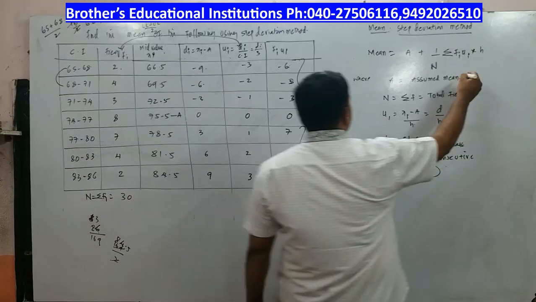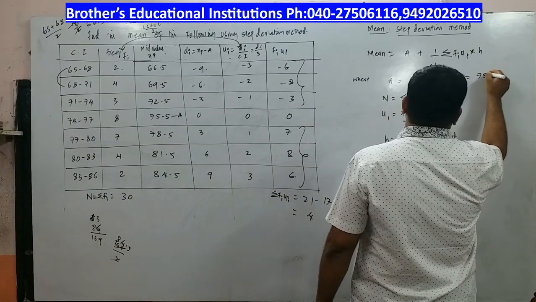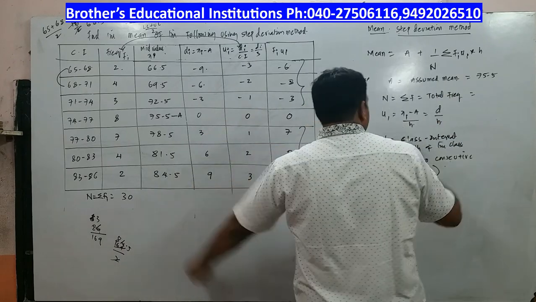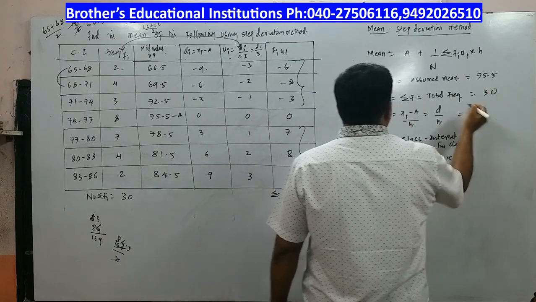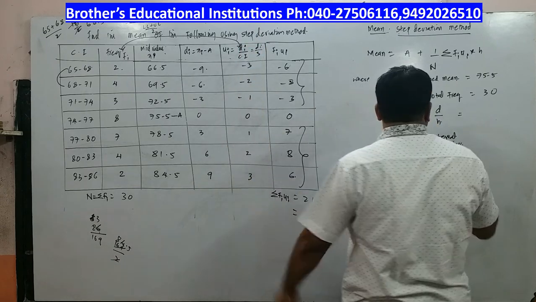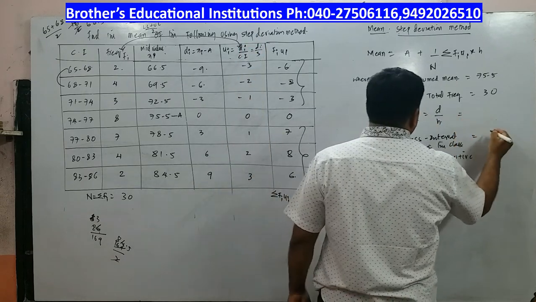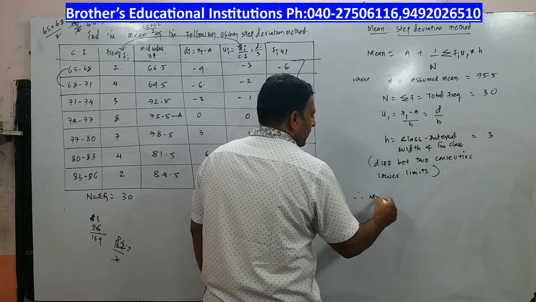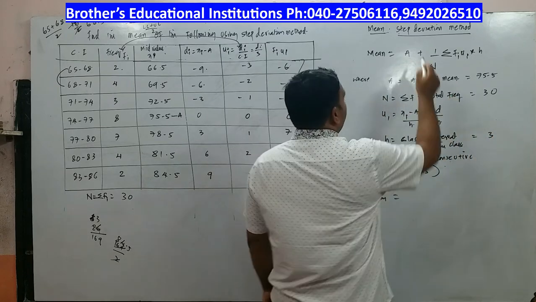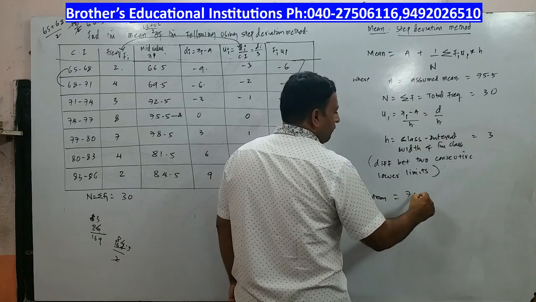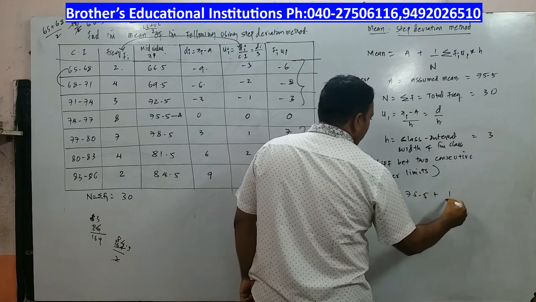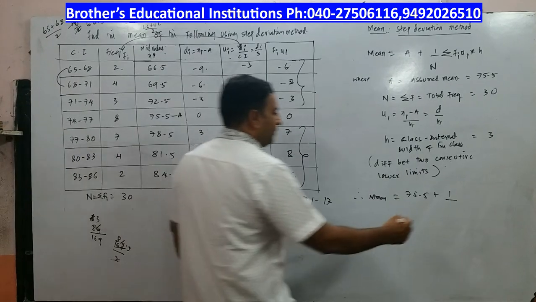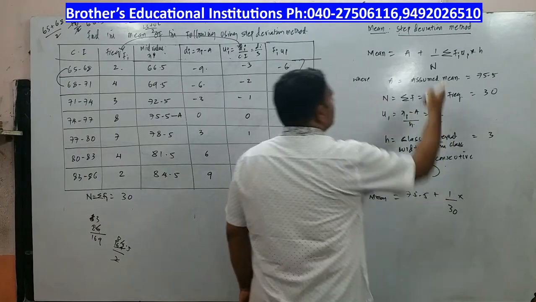Now the data is arranged. What is the assumed mean we have? 75.5. What is the total frequency we have? Total frequency is 30. Now what is the value of ui? ui keeps on changing. We need not worry about it. What is the class interval or class width? 3. Let us substitute in the formula. Therefore, mean is equal to, what is the formula? A. What is the value of A? 75.5 plus 1 by n. 1 by n means what? 1 by 30, into sigma fiui.